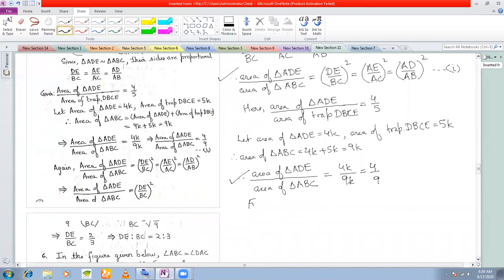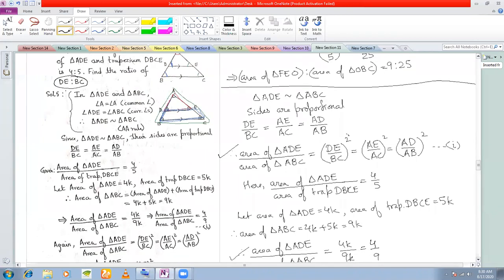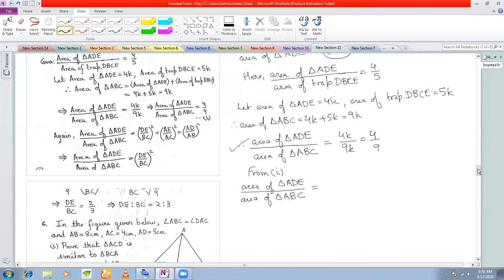So from 1, area of triangle ADE by area of triangle ABC is equal to what ratio do I need here? What ratio do I need to find? DE is to BC. Okay. And do I have DE is to BC here? Yes, I have it here. So I will take DE by BC whole square. This first ratio I'll take.